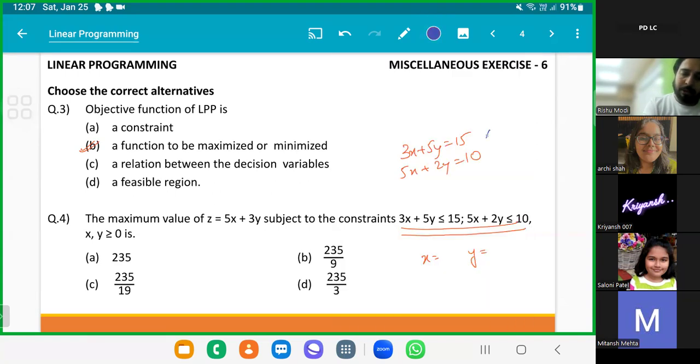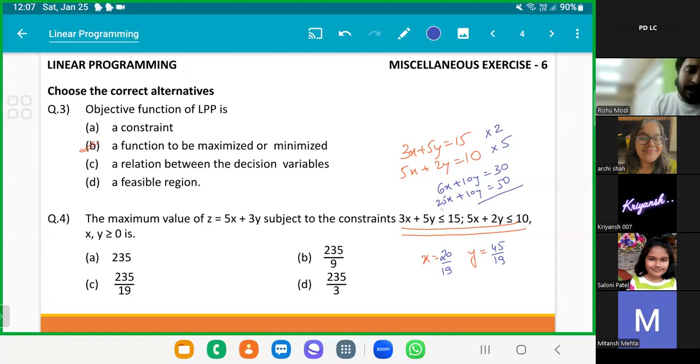I'm multiplying this equation by 2 and this by 5. I'm getting 6x plus 10y equal to 30, and 25x plus 10y equal to 50. When I simplify this, I get x as 20 by 19. I substitute 20 by 19 in any of these equations, so 60 by 19, and I simplify that. I get the value as 45 by 19. So my point of intersection of the feasible region is 20 by 19, 45 by 19.